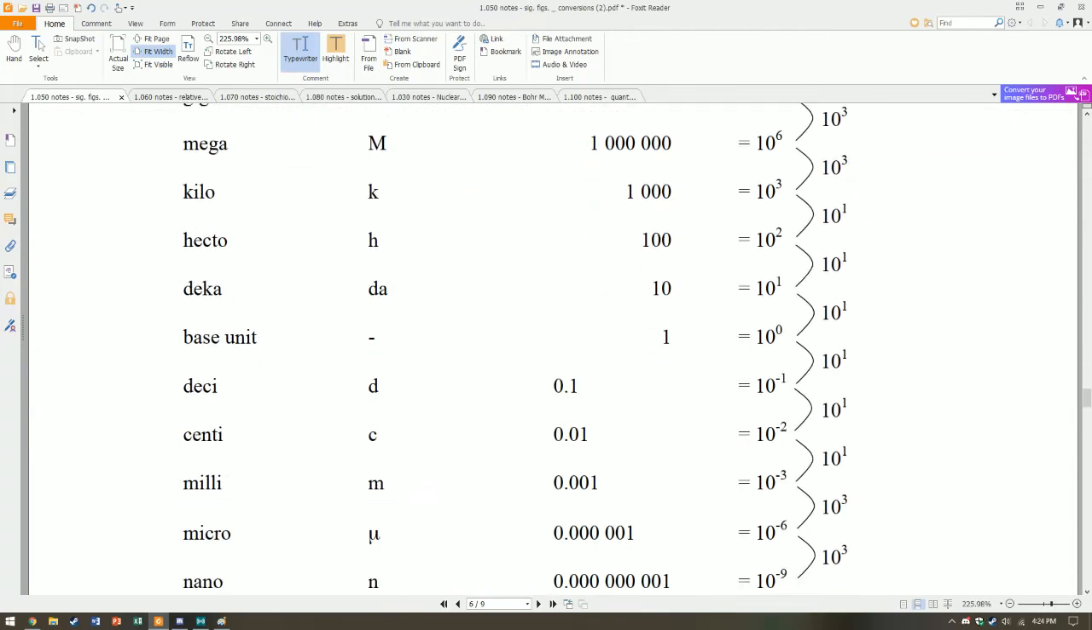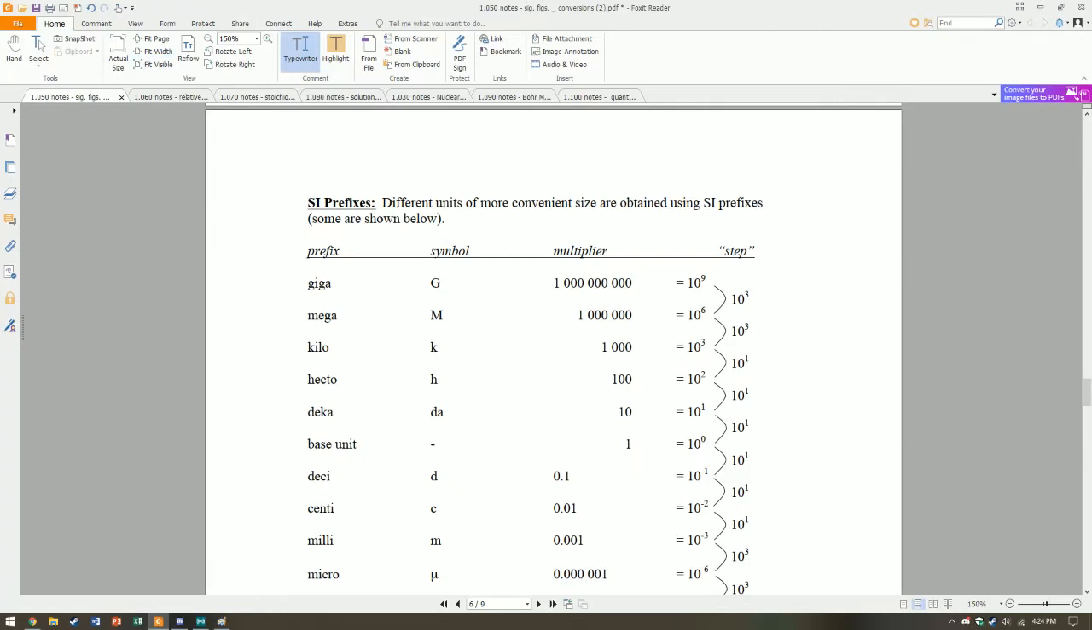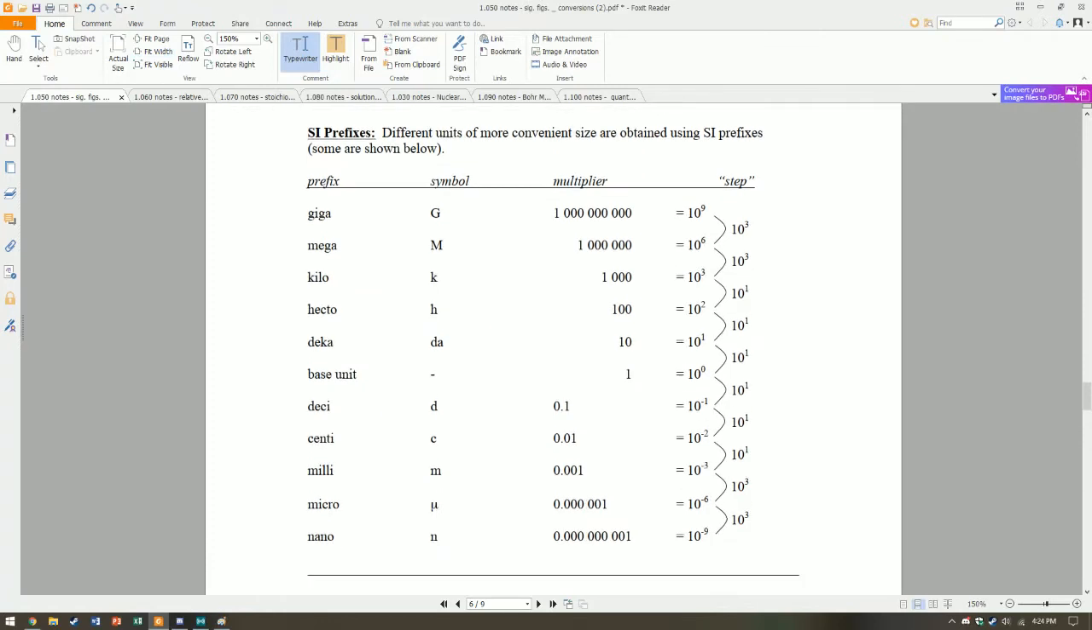So here are some SI prefixes. Be familiar with them. However, these are on your data booklet, so I wouldn't worry too much in terms of memorizing it.